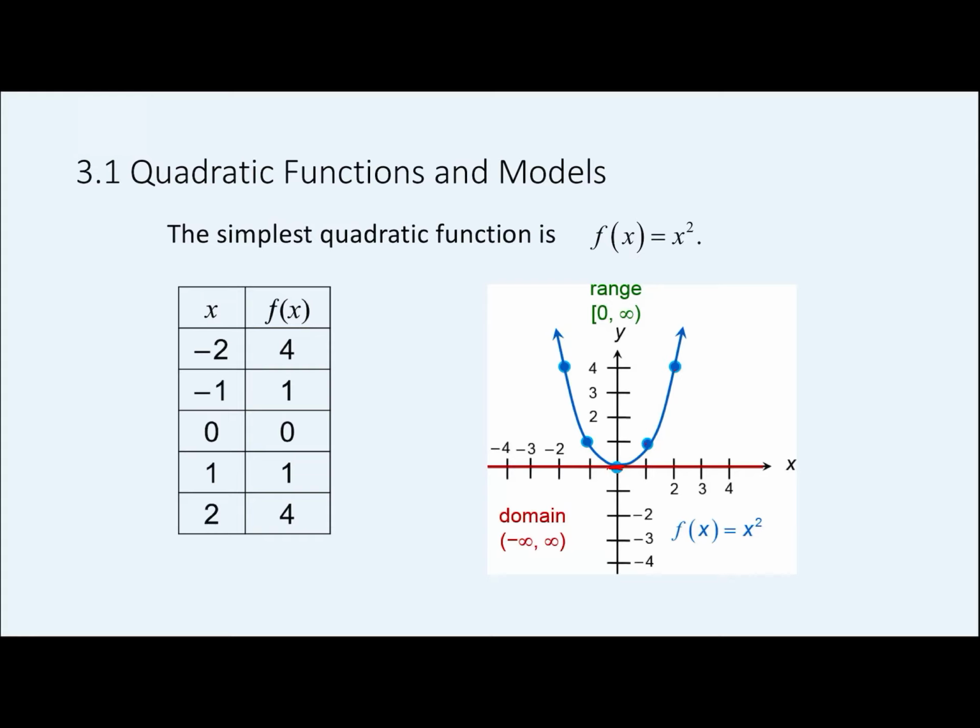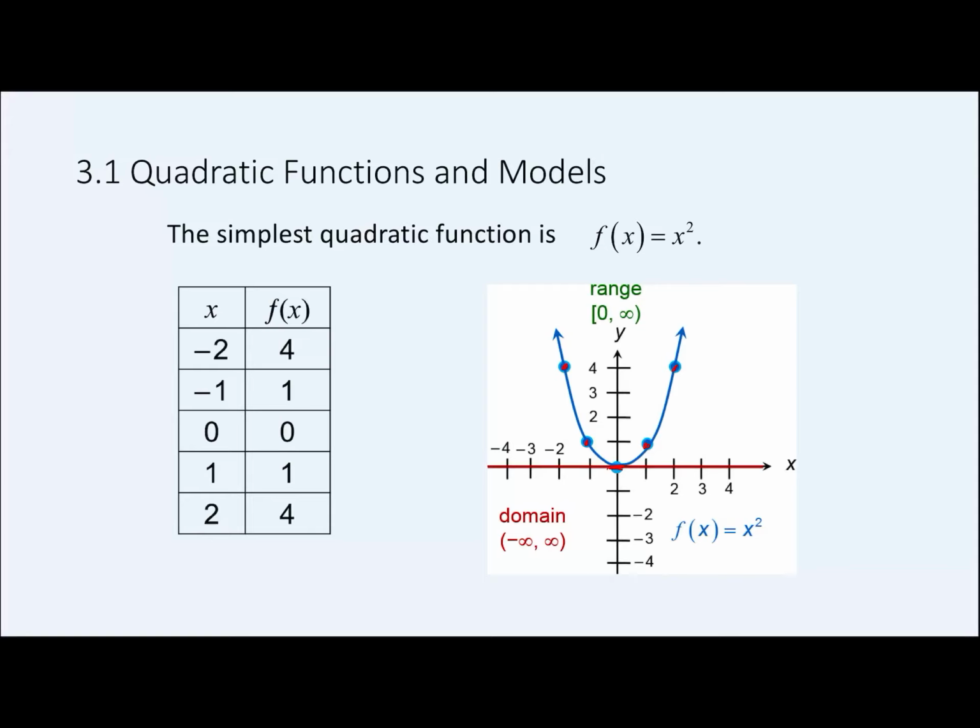Now, if we look at a table, which is the only way right now that we know how to graph anything besides lines, and you put those numbers in, you know that if you square -2, you get 4. If you square -1, you get 1. If you square 0, you get 0. If you square 1, you get 1. If you square 2, you get 4. That's where each of these ordered pairs comes from. This is what we know as the parent graph, the most basic quadratic function that you could have.